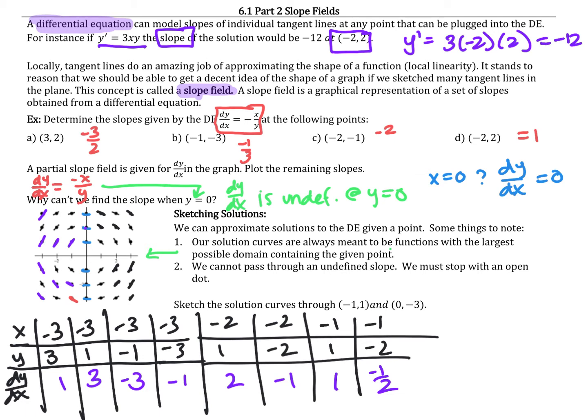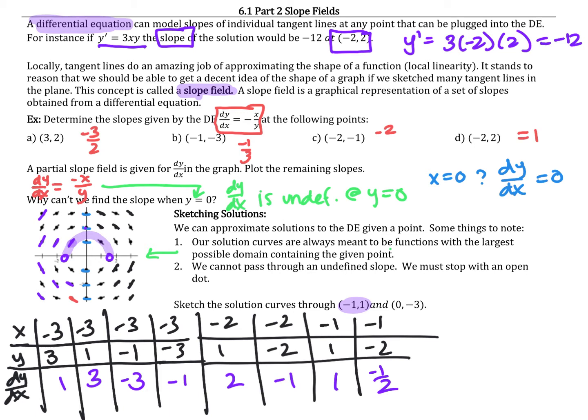So if we were to sketch a solution that passed through the point -1, 1, I want to make sure that I go through this slope here. When I get to the x-axis, which I don't know, somewhere around here, I want to make sure that I have an open circle, and I want to make sure that I have an open circle on the other side. And then we're just really trying to connect and sort of stay between the lines.